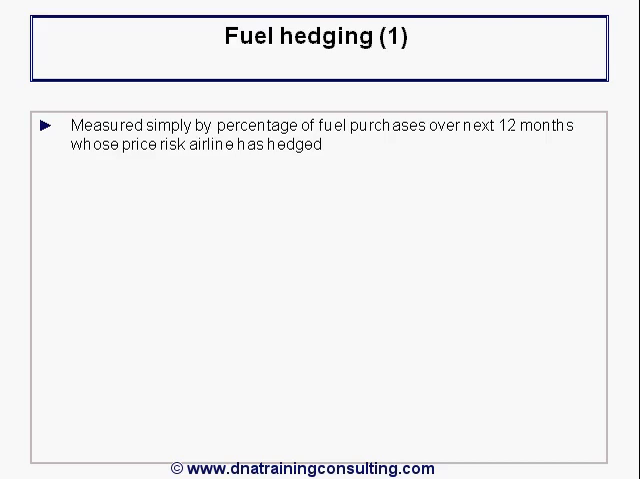We continue in the same manner, but now move a little faster since the general idea should have become clear. The third subfactor in the cost structure category is fuel hedging, which is measured simply by the percentage of fuel purchases over the next 12 months whose price risk the airline has hedged.